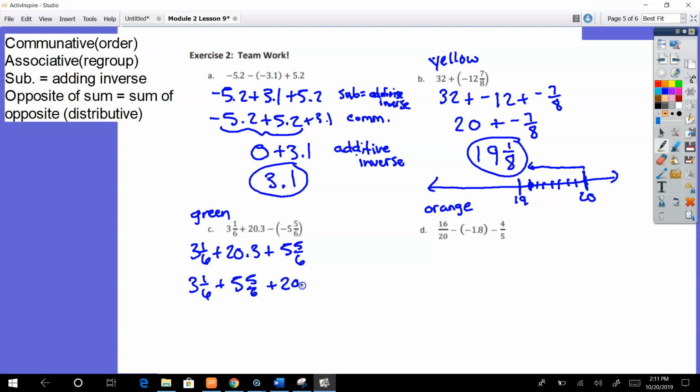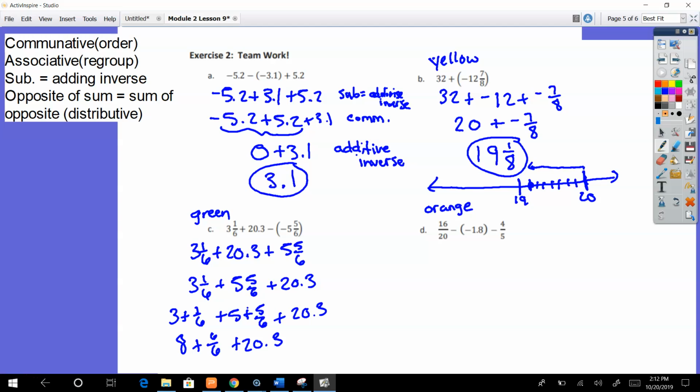Plus 20.3. So I'm going to break it apart: 3 plus 1/6 plus 5 plus 5/6 plus 20.3. Then I'm going to add the 5 and the 3, associative property. And then add the 1/6 and the 5/6, which is 6/6, plus 20.3.